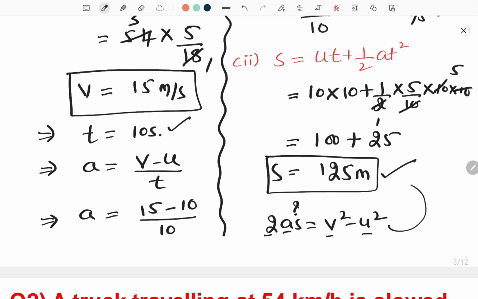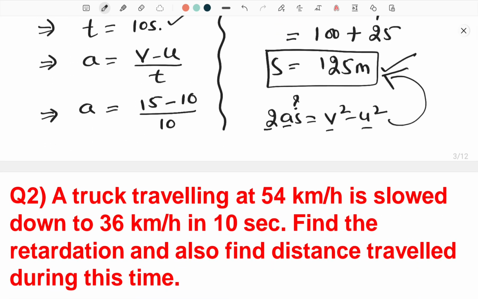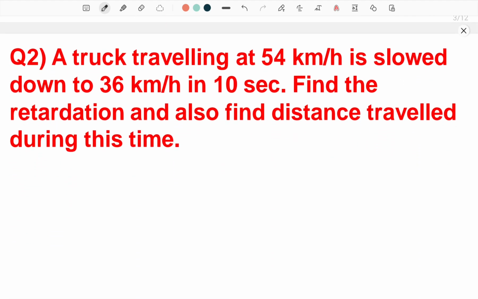You can calculate and definitely we are going to get the same answer. This is the beauty of equations of motion. Whichever equation you use, you are going to get the same answer. I hope the first question is quite clear. Let us move on to the second question.